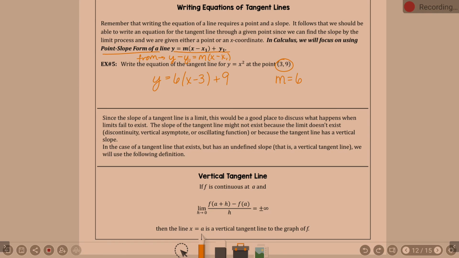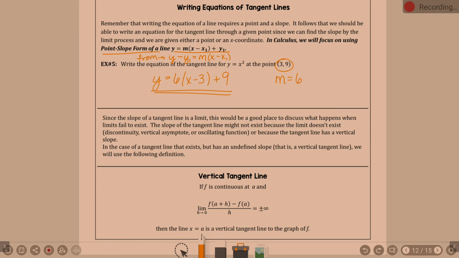Now, if you're listening to what Kylie said versus what I wrote, I put a set of parentheses in there that she didn't really say. So it is 6 times the quantity x minus 3 and then plus 9. Do you want us to boil it out? No, leave it. Okay.